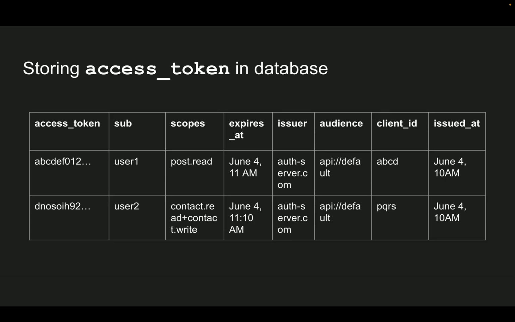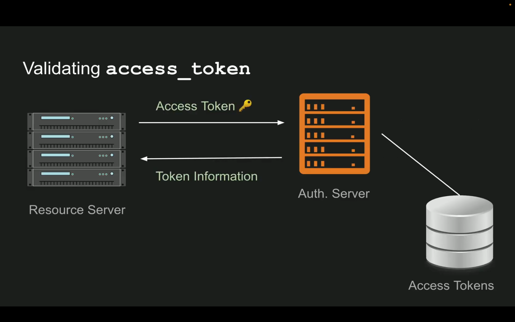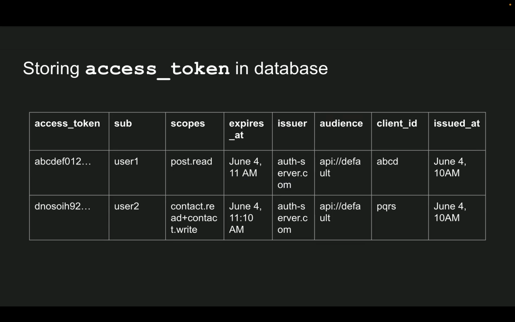Then expires date, so when this access token expires. Issuer, who issues the access token, generally the authorization server. Audience, generally this is the URL of the resource server, but it is optional. Then we have client ID. This is the ID of the client application which sent the request to generate the access token, and issue date, so when the access token was issued. So we can store information of all access tokens in the table. In this case, the access token is this randomly generated string, or the ID of the row. Now how does the resource server validate the access token? When we generate the access token, we send this access token back to the client application.